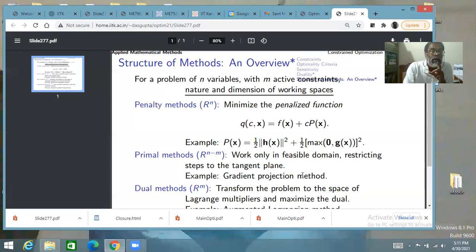Now, one bad thing about this kind of methods is that to begin with, you have to have a feasible point. Okay. If you don't know how to figure out a point which is, forget about optimality, at least feasible, then you cannot start the method. Okay. So that's a problem. A primal method has to be primed. That is a very funny thing.